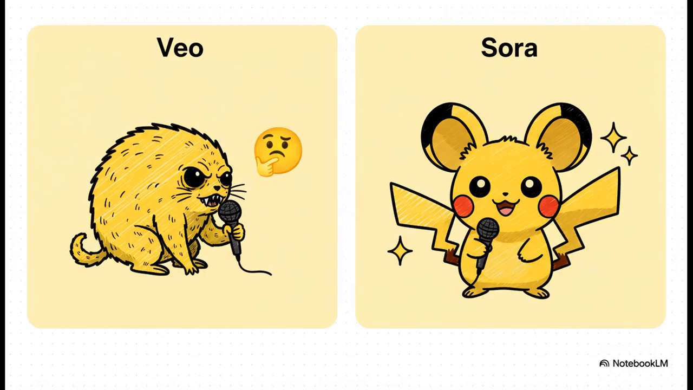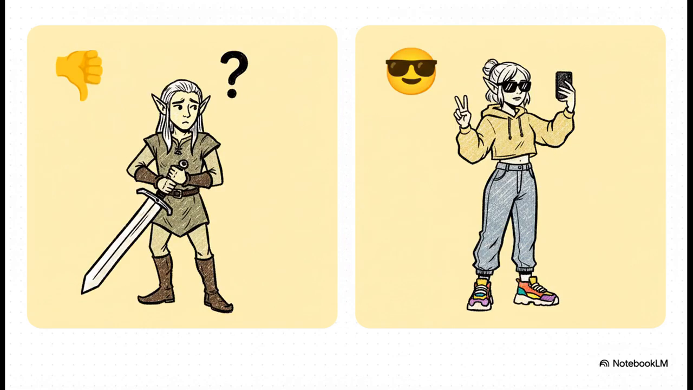Veo's version was, well, a weirdly realistic, almost creepy version of Pikachu. It's impressive on a technical level, I guess, but it totally misses the character's beloved cartoon style. Sora 2, on the other hand, absolutely nailed it, giving us that stylized, cartoon-accurate look that everyone actually wants to see.